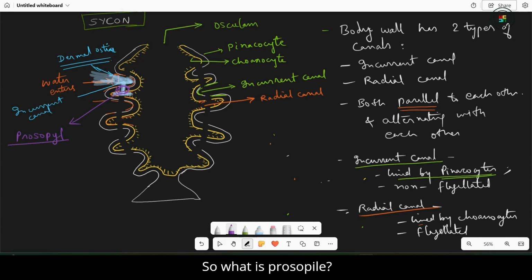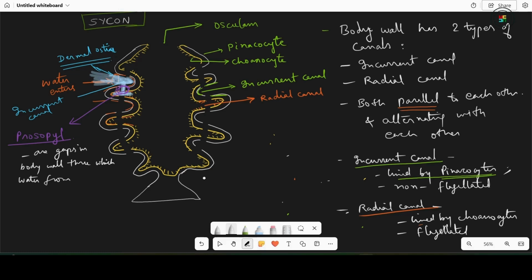Okay, so what is prosopyle? Prosopyles are the gaps in the body wall through which water from the incurrent canal enters the radial canal.